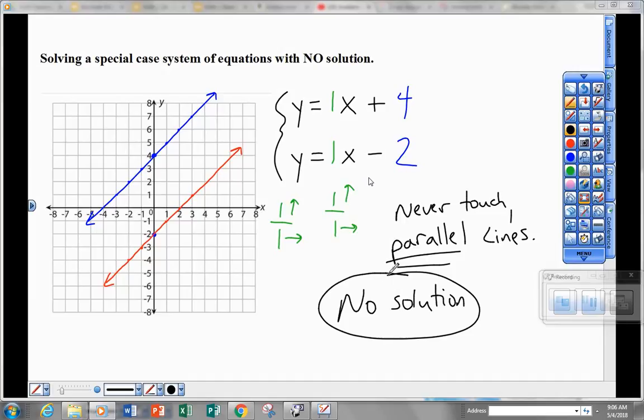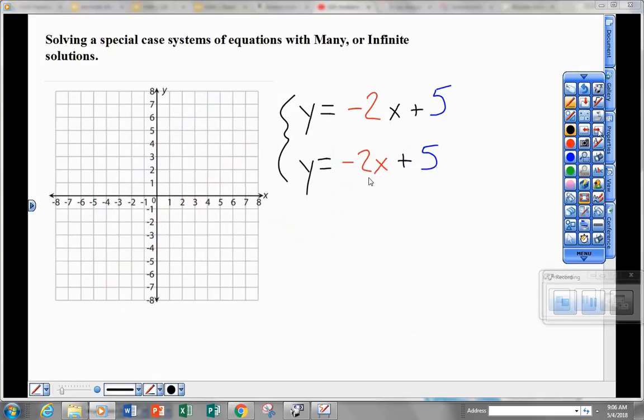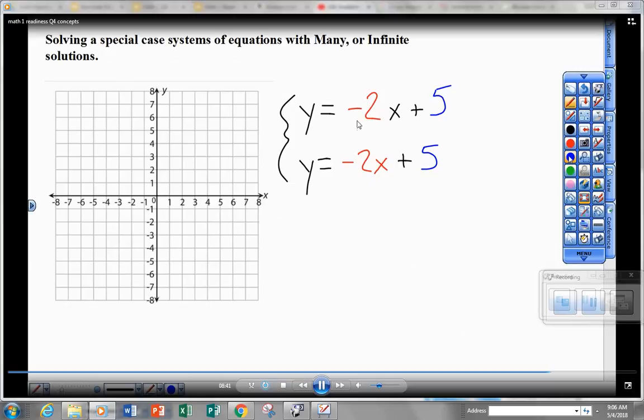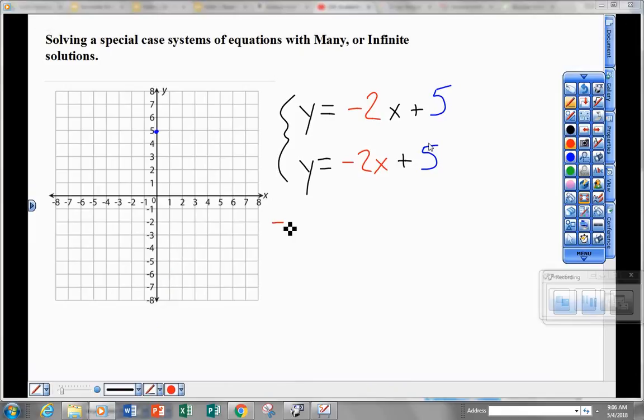All right. Next problem has me graph 2 equations with the same line overlapping, infinite solution lines. So again, just by looking at these, same slope, same y-intercepts, same exact line, overlapping lines, infinite solutions, many solutions.